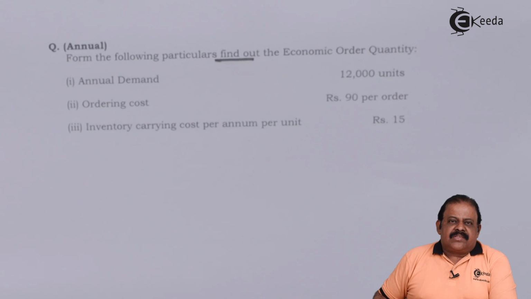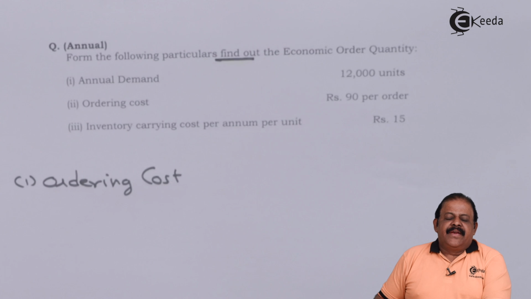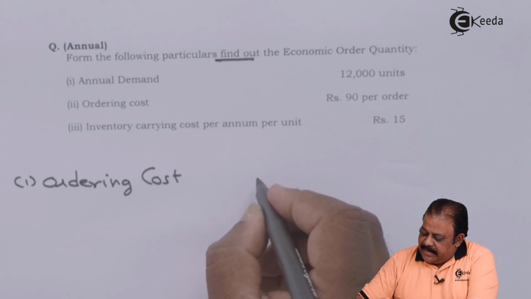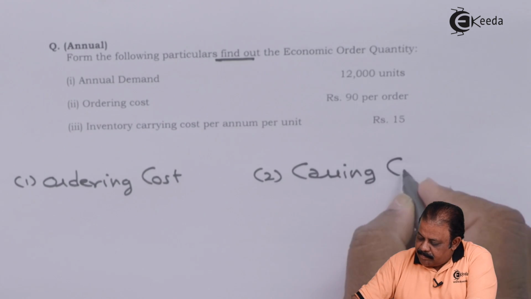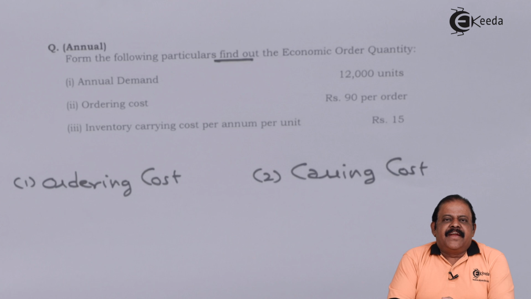See, there are two costs relating to the materials. One is ordering cost and second is carrying cost. Now what is ordering cost? Whenever we require a material, we are required to place an order to the supplier to get the required material. All expenses relating to execution of purchase order are called as cost relating to order.